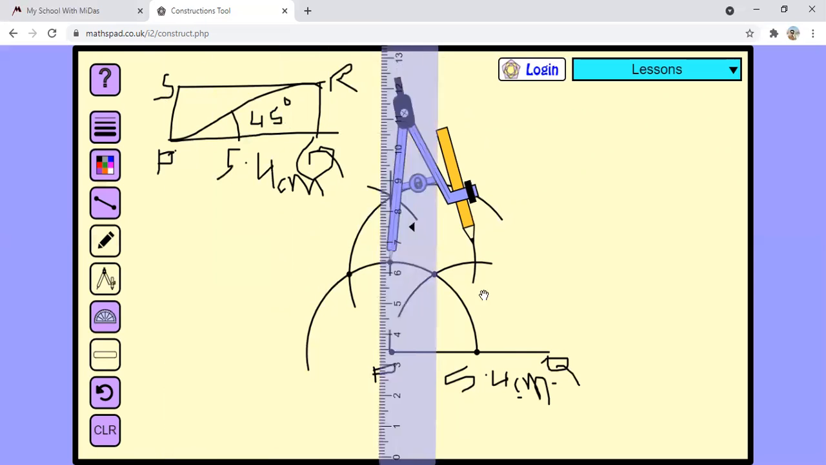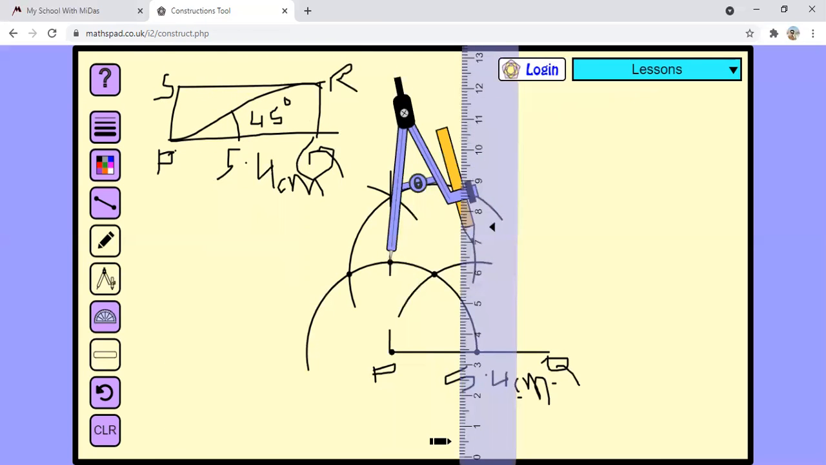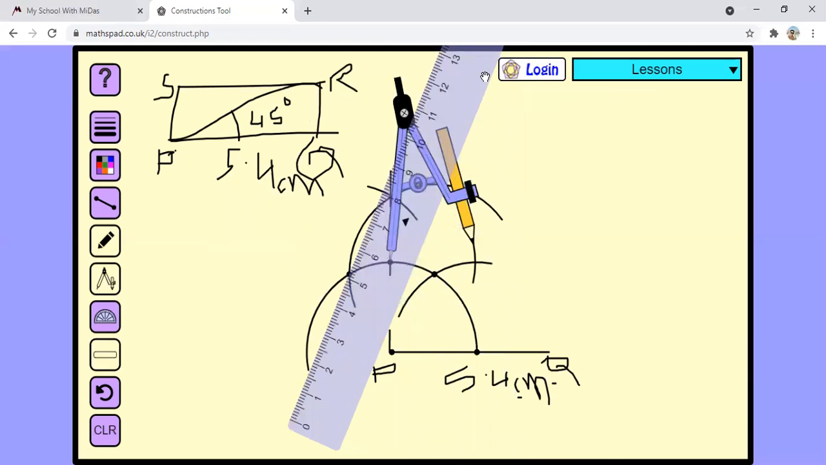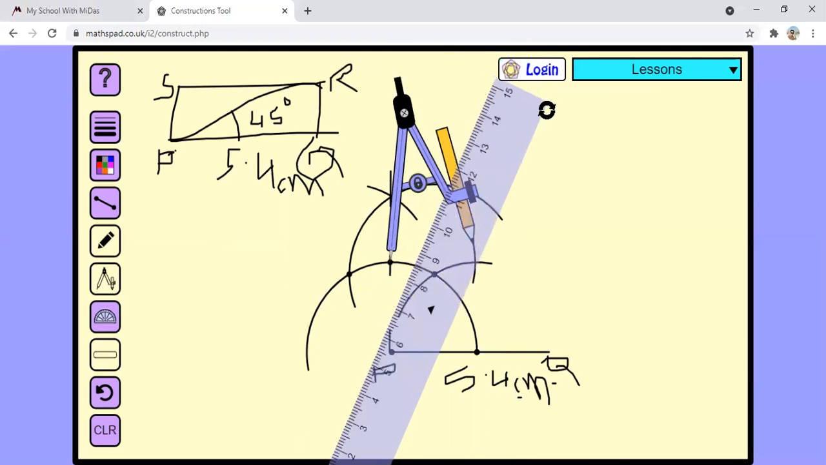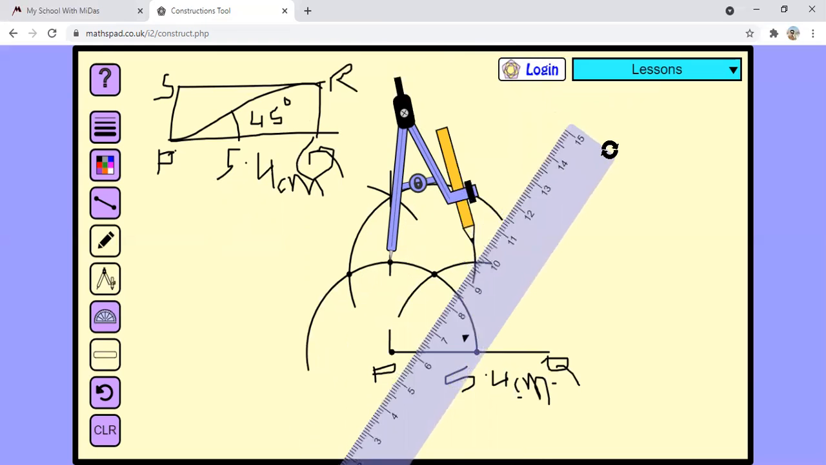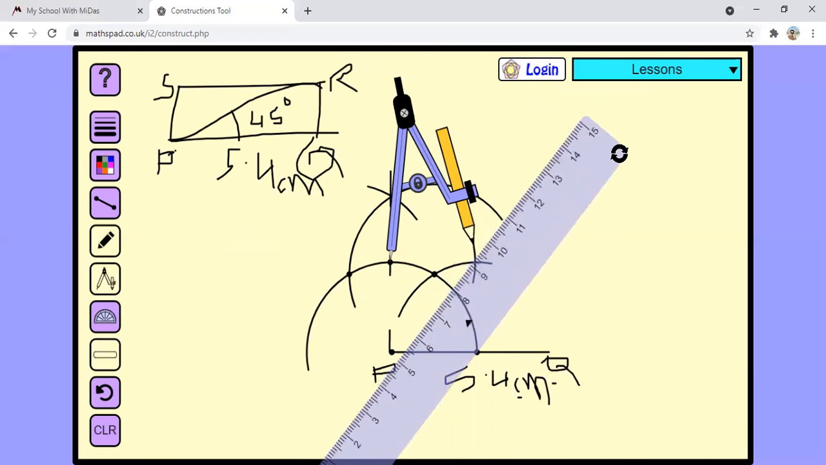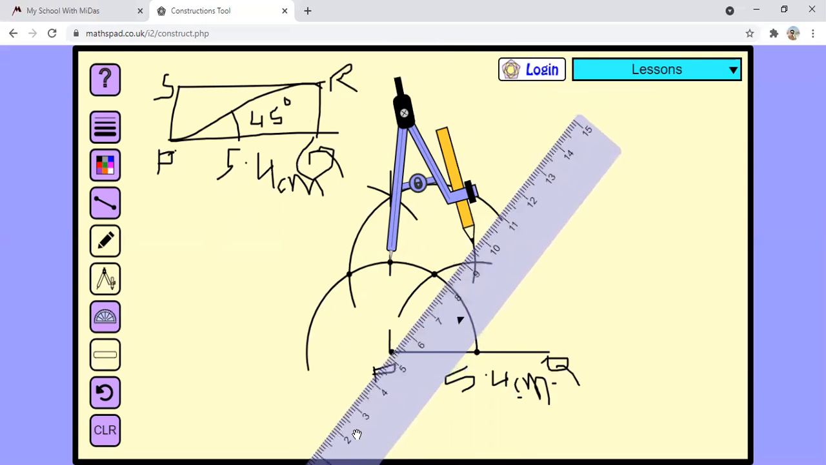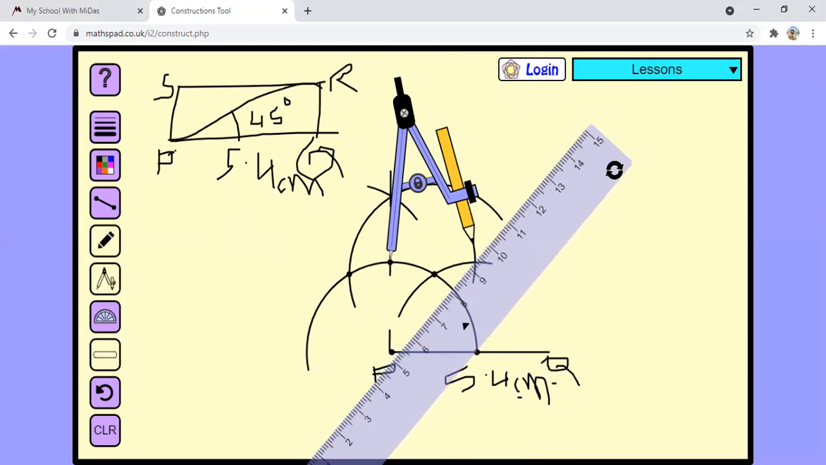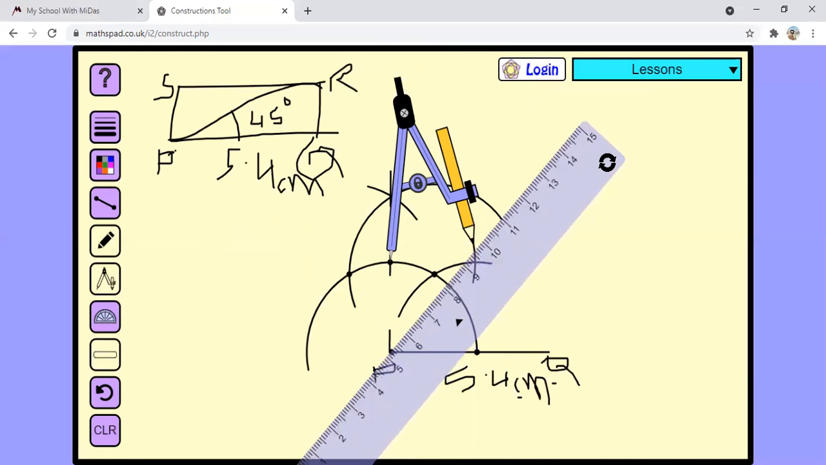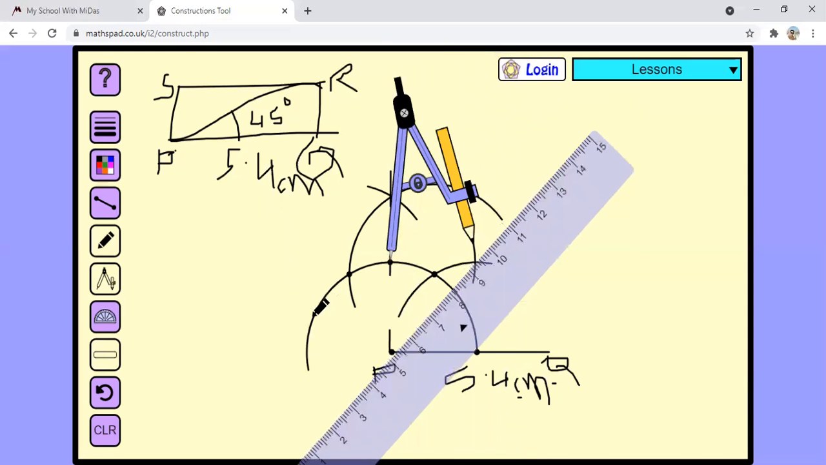Now take the help of a ruler. Take the help of a ruler and join this line for 45 degree. Join the line for 45 degree. Put it straight, and bring it down and join.